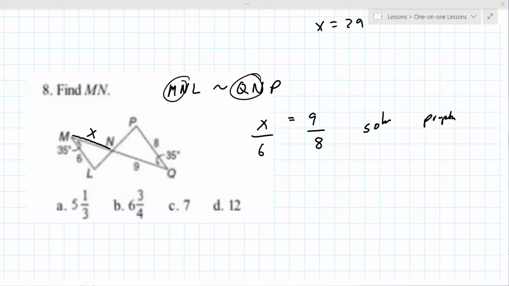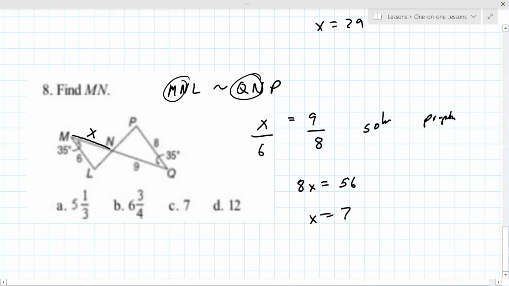X equals 7. Yeah. So, wait, is it because it should be 8x equals 56? Yep. X equals 7. Okay. Got it.